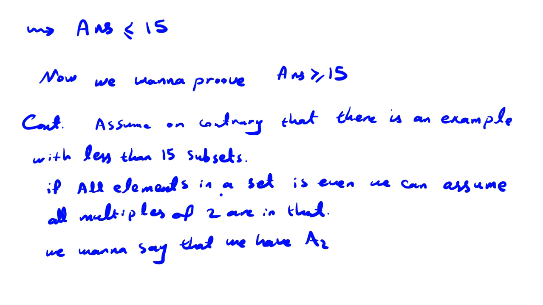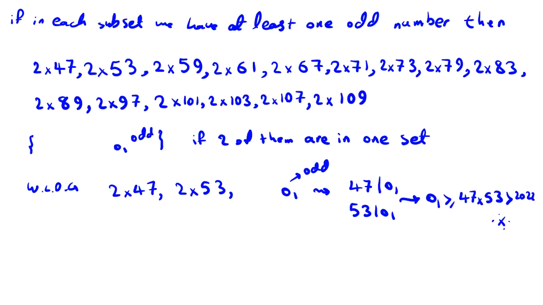Okay, now I want to prove this; let me tell you some general things. At first we have A2, all multiples of 2, then we have all multiples of 3. My idea is this. If we don't have A2, then let's see what we have. If we don't have A2, it means in each subset we have at least one odd number, because if in a subset all of them are even, you can add all the even numbers to that subset.